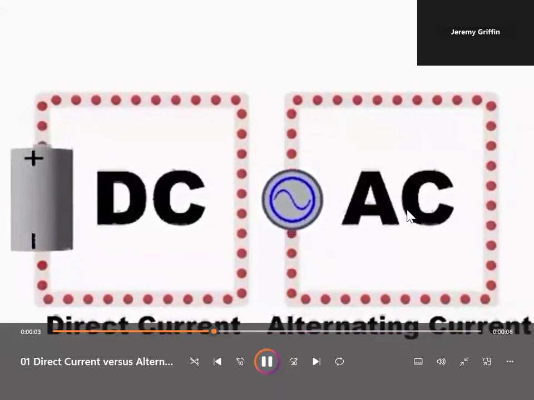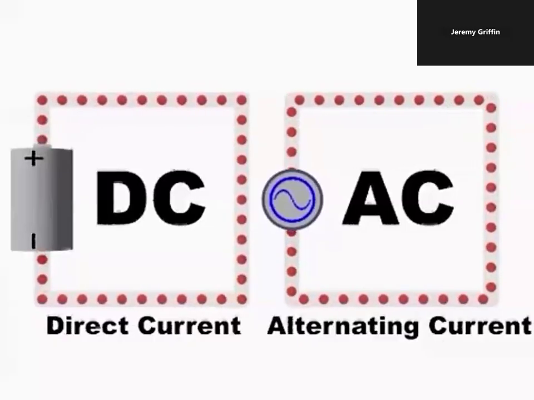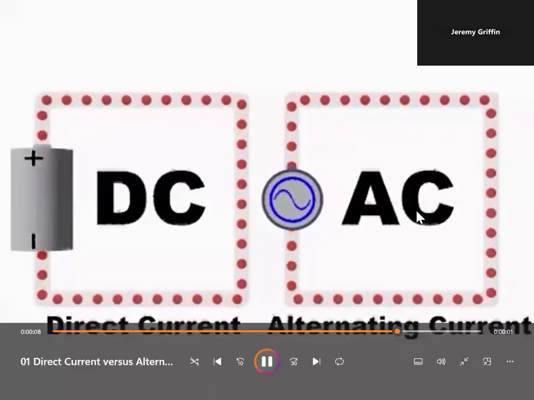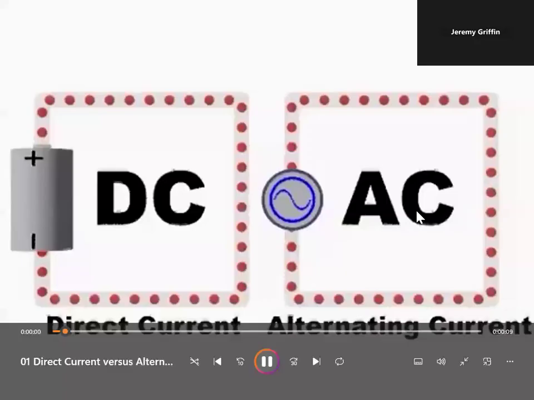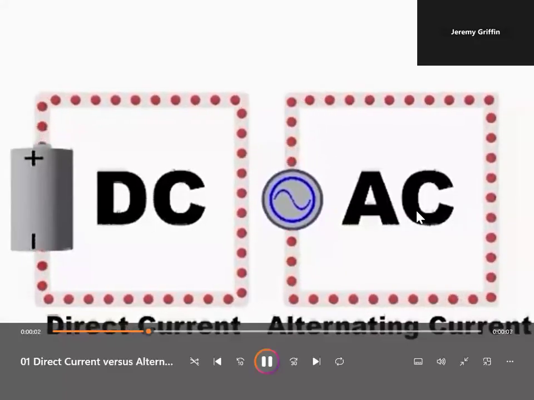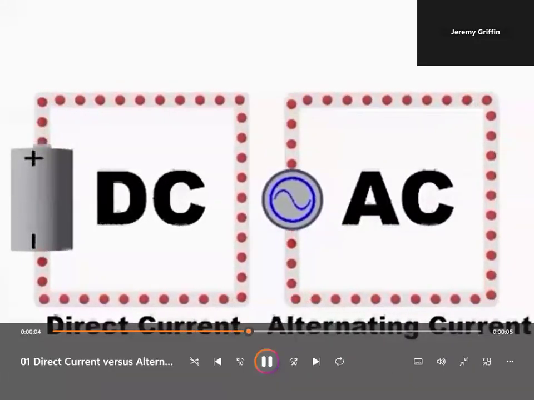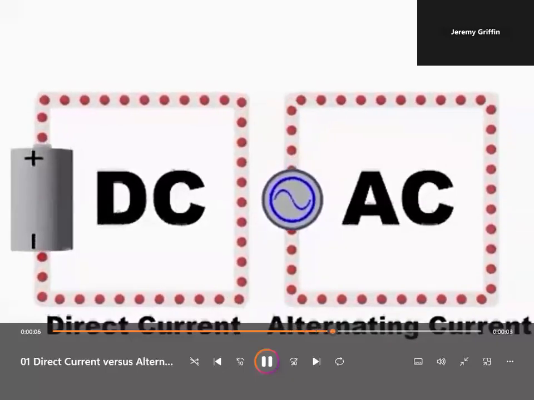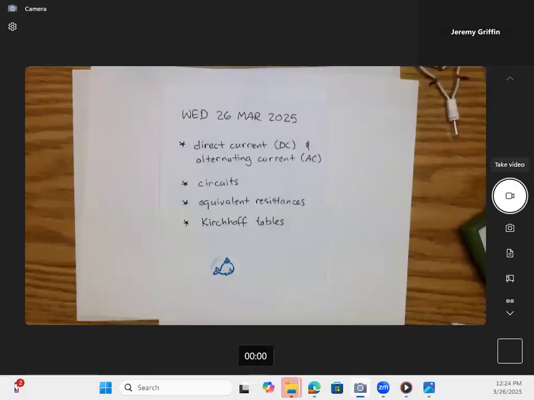It's a lot more efficient to transmit electricity across an entire grid at high voltages and low currents, and then you can step down the voltages at the point of the houses and the businesses. Let me give you a water analogy for this.